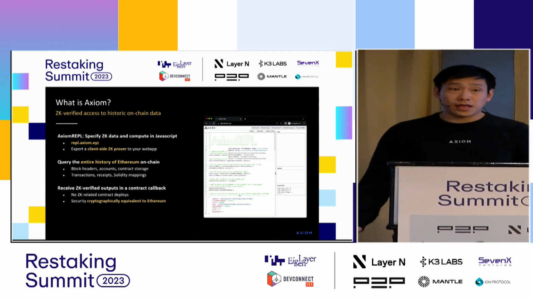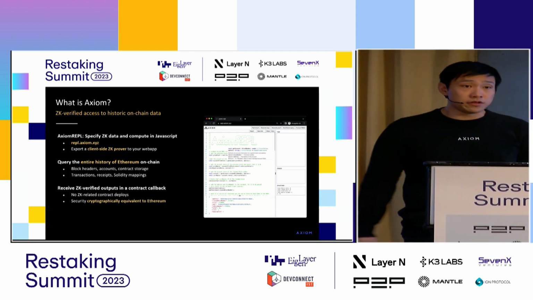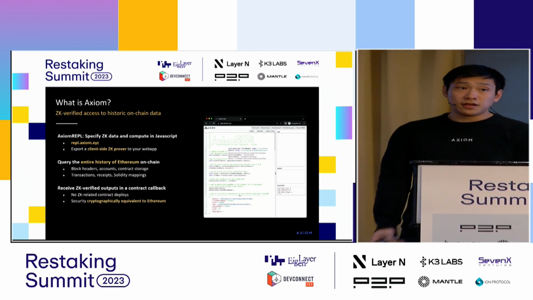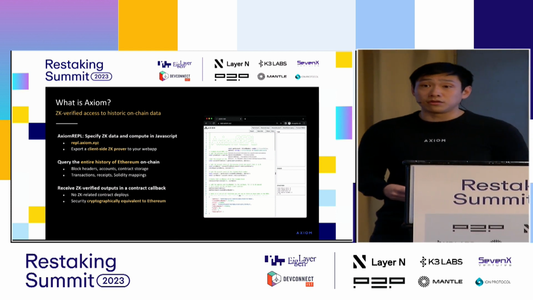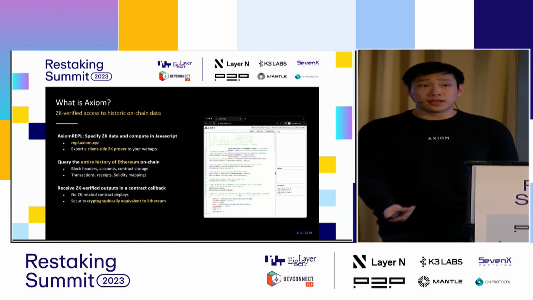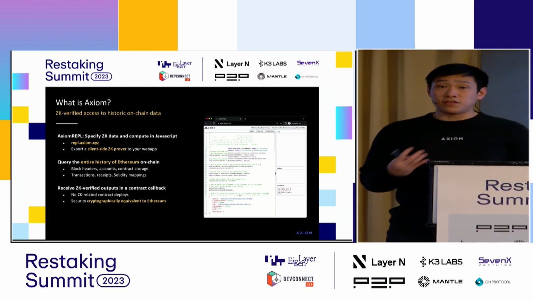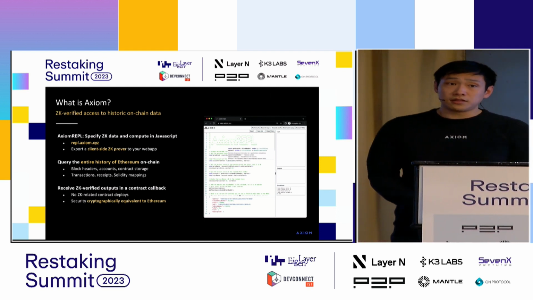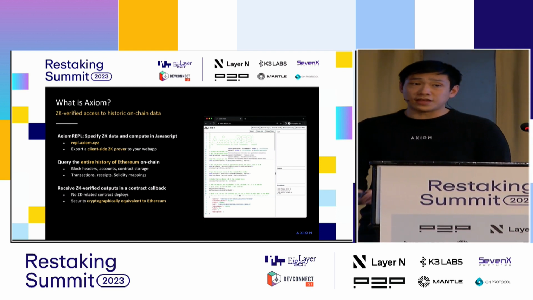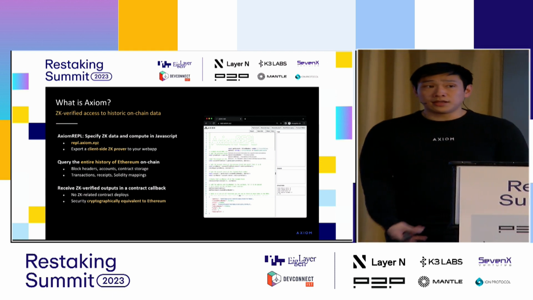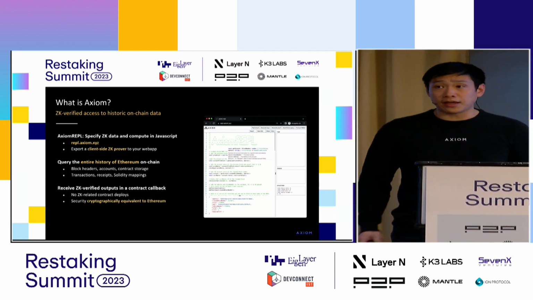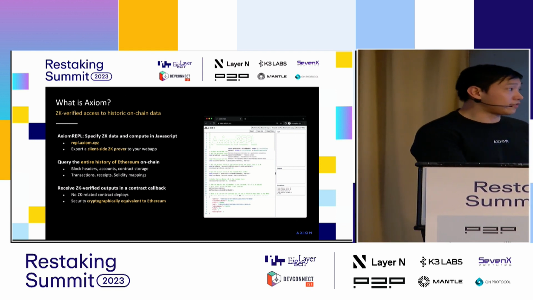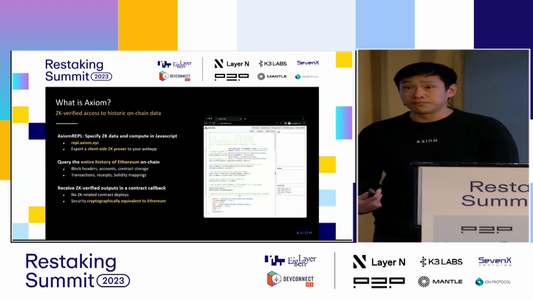And we've developed a JavaScript front end for you to actually specify what historic data you want to access, what ZK verified compute you want to do over that data, and we generate ZK proofs of the validity of historic on-chain data, the validity of computation over that data, verify them on-chain, and send the results as a callback to your AVS slashing contract. So you can check it out at repl.axiom.xyz.